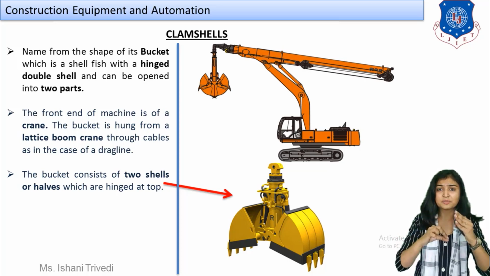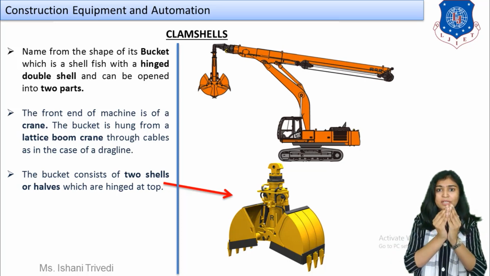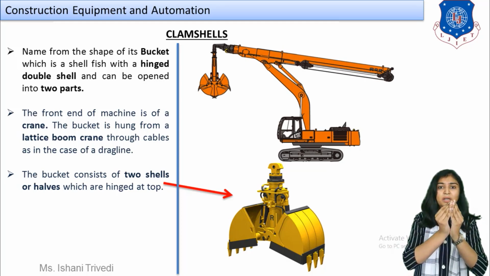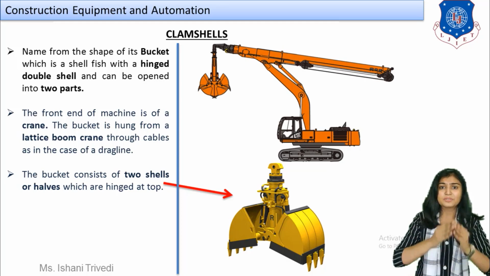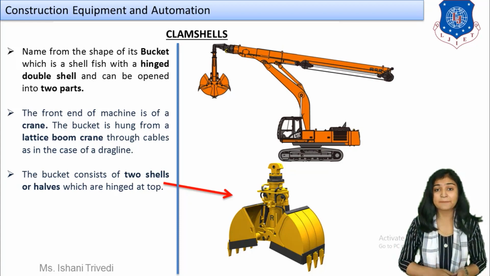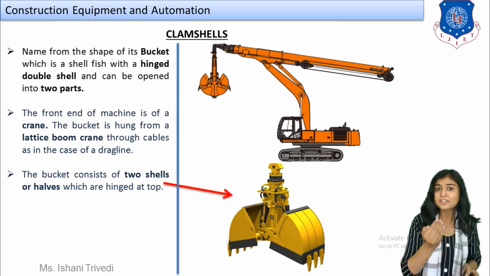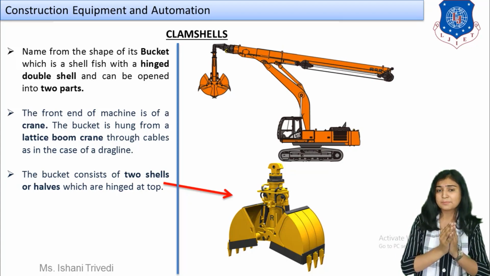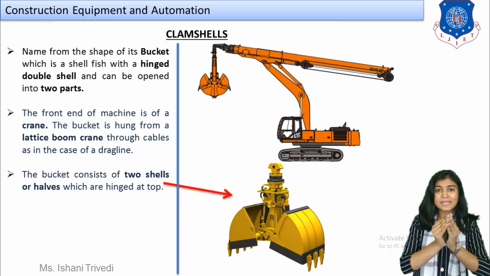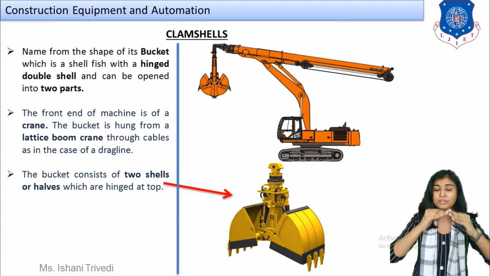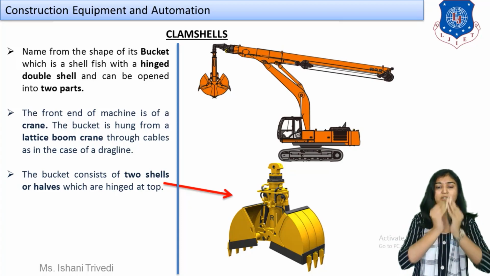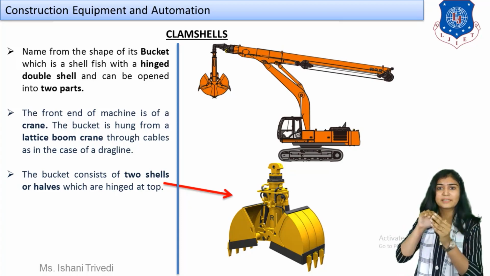Then the teeth present at the bottom will dig the soil. It will dig the soil and collect it in the bucket, and then you can lift up the equipment with the help of the crane. So what did we derive over here? Excavation work can be performed in the vertical plane. Till now we were performing the excavation in the horizontal plane, but with the help of a clamshell you can perform the excavation work in the vertical plane. You are going to grab the soil in the vertical plane, lift it, swing it and dump it.